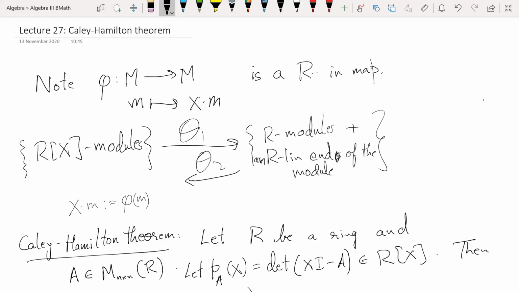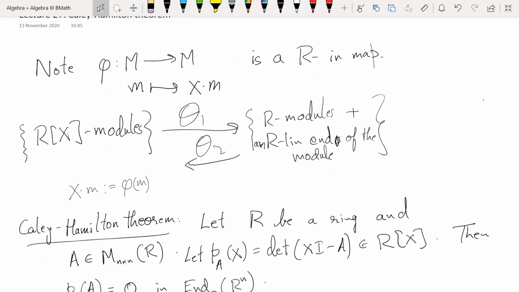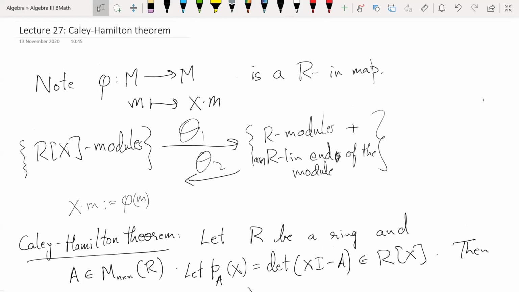So if you are given an R module and a linear map, you can go backwards as well. And we saw that if you first apply theta 1, so take an Rx module and cook up this R module and this linear map, and then apply theta 2, you get what you started with. And conversely, if you start from an R module and a linear map, cook up your Rx module with this recipe, and then again apply theta 1 to get the R module and the linear map, you recover the original thing. So this is the correspondence we discussed last time.